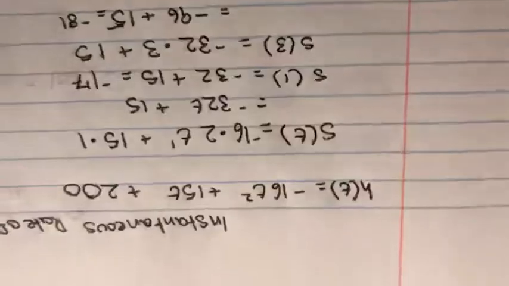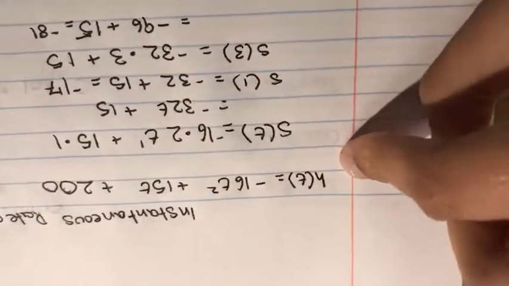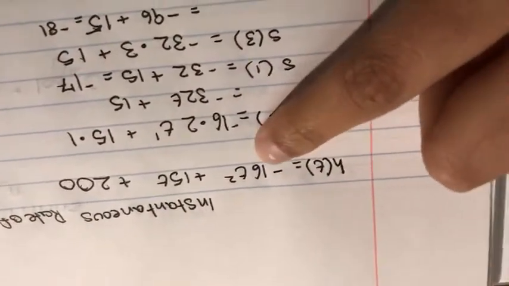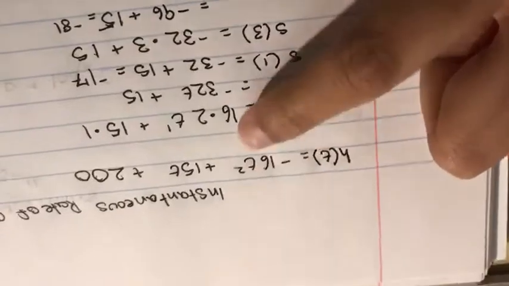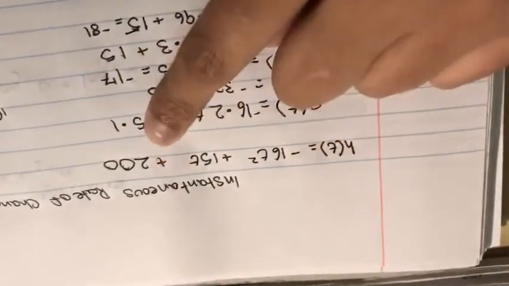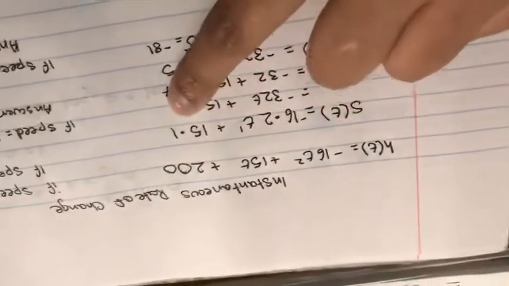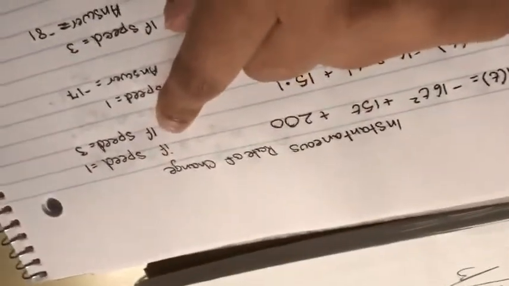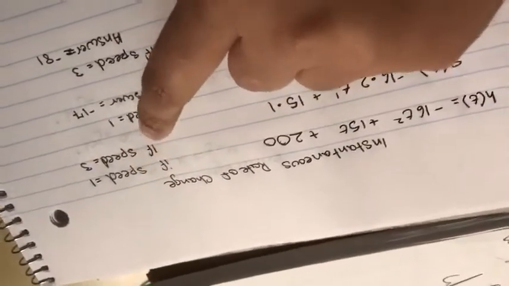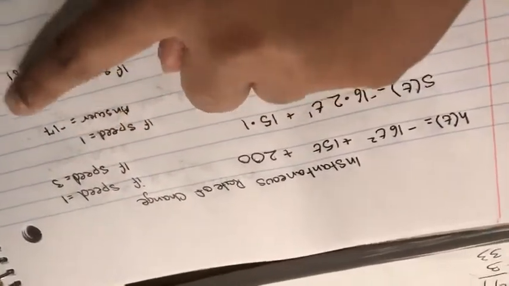So what we'll be doing now is instantaneous rate of change and average rate of change. Let's say we had the problem h(t) = -16t² + 15t + 200. We're going to try and find this if the speed equaled 1 and if the speed was 3.